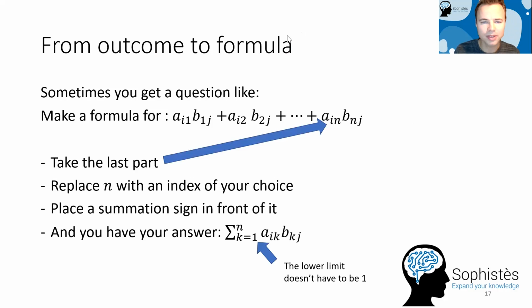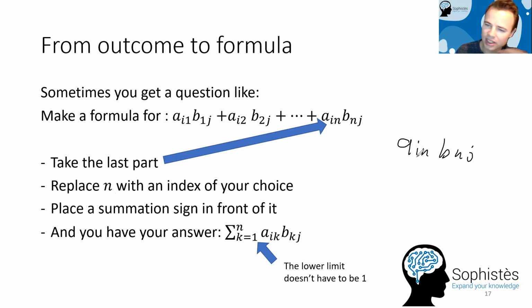So the next thing we're going to do is go from outcome to formula. So for example, you have a series like this, and you have to determine a summation from it. First we went from summation to series, but now we go in the other direction. We start with a series, and you have to find the summation that corresponds to it. Well, if it goes all the way up to n, it's actually pretty easy. You can just take the last part, which is a_i, n, b, and j, and then you replace the n with an index of your choice.